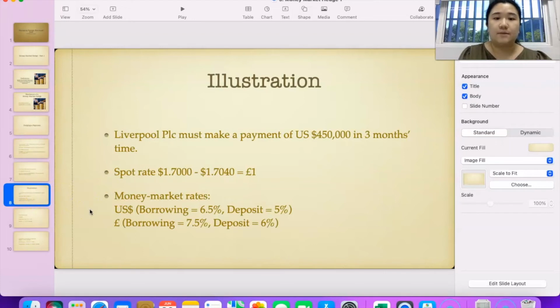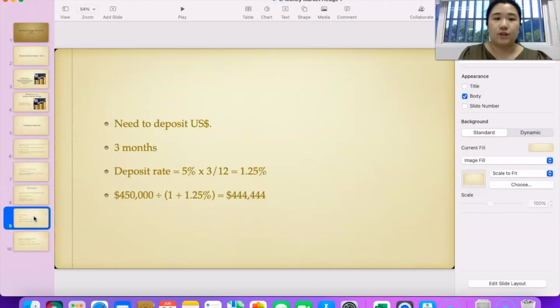Okay, let's look at this illustration. Liverpool PLC must make a payment of $450,000 in 3 months' time. And I've provided you the spot rate and the money market rates. So these rates are actually all in annual terms. Okay, so what shall we do first?